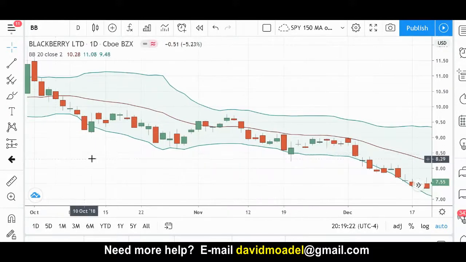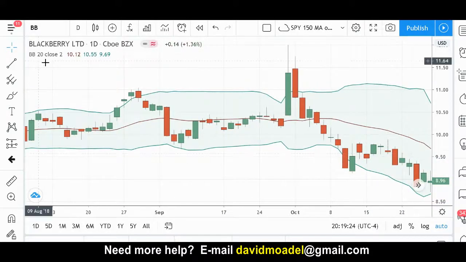The other idea to help you to improve your Bollinger Bands trading, hopefully, no guarantees, is to consider, instead of using 2 for the standard deviations above and below the midline, making that a bigger number, like 3 or 2.5.